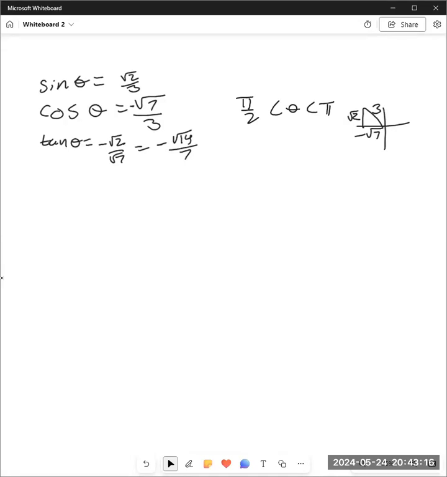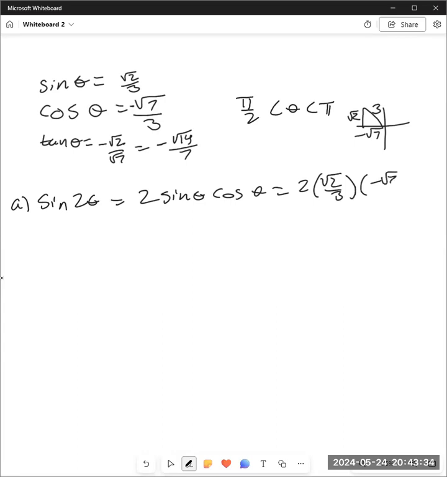Right? So sine 2 theta is 2 sine theta cosine theta, which is 2 times √2 over 3 times negative √7 over 3, which is negative 2 √14 over 9.